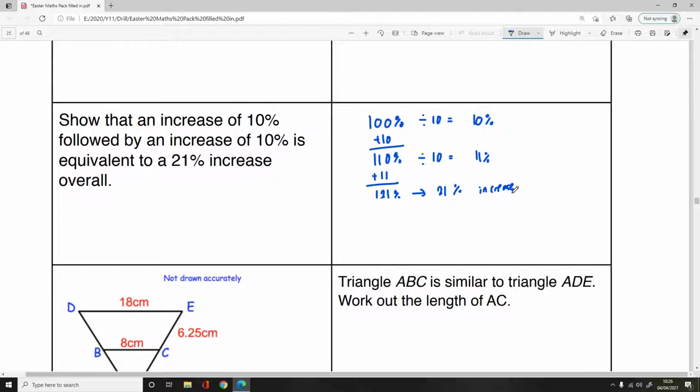That's one way. Another option would be to use multipliers. So remember, for a 10% increase, that's the same as a 1.10 multiplier. So if we were to do it twice, it would be that multiplier squared, or times by itself. If you do that, you get 1.21. And that represents also a 21% increase.